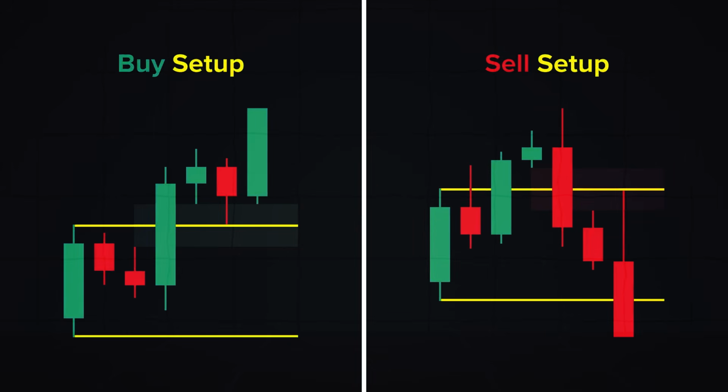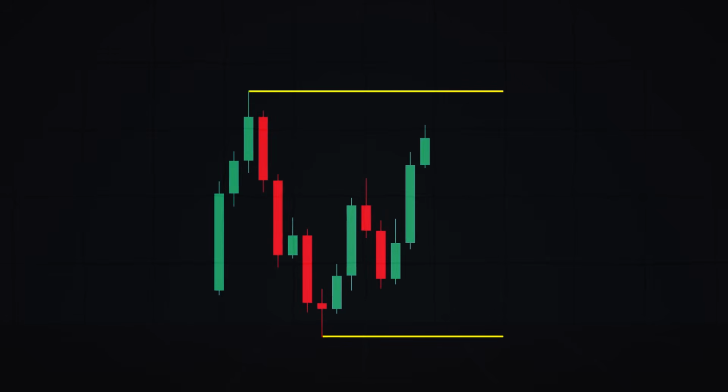The market's reaction to these levels provides crucial signals for its next potential move. While several strategies can be derived from these two levels, we'll begin with the most straightforward one, trading the breakout.